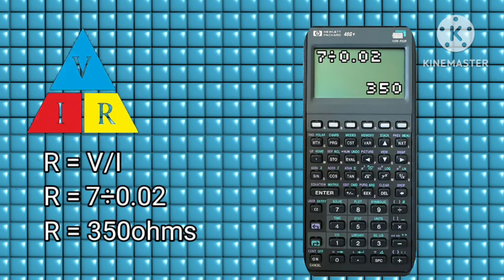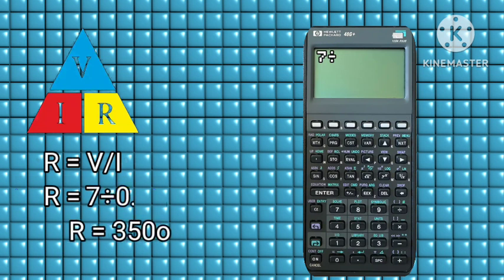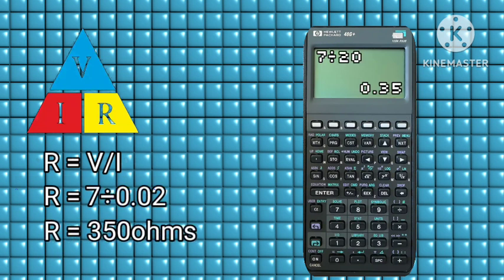But wait, how did I get 0.02 amps? Because if you type in 7 volts divided by 20 on your calculator, it is going to calculate 20 in amps. So we convert 20 milliamps to amps, and 1 amp equals 1000 milliamps. So we divide 20 milliamps by 1000 and we get 0.02 amps.